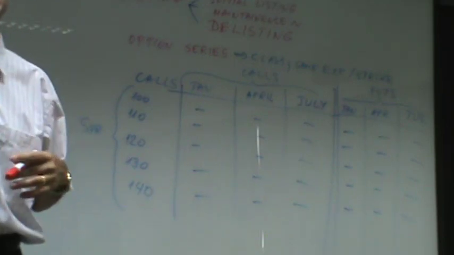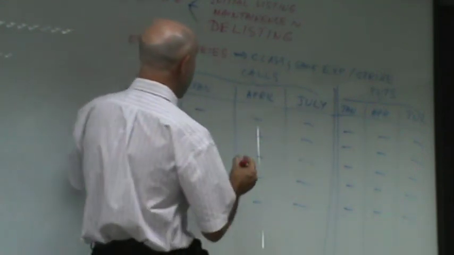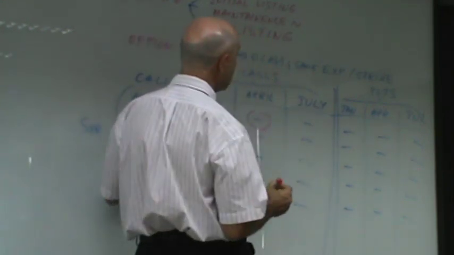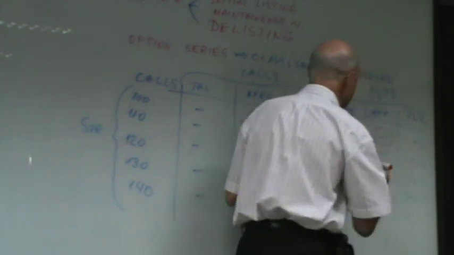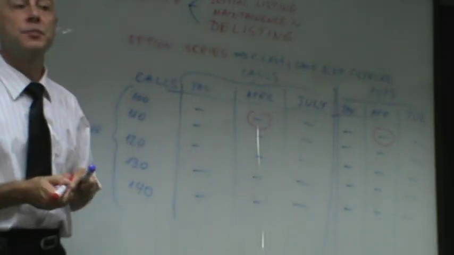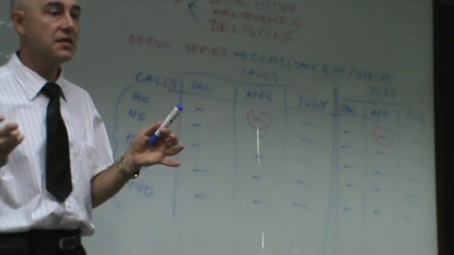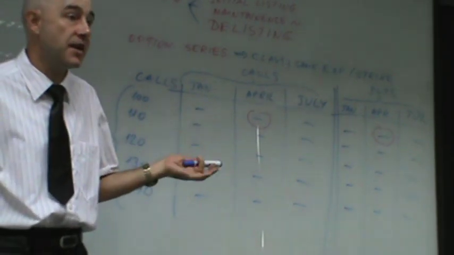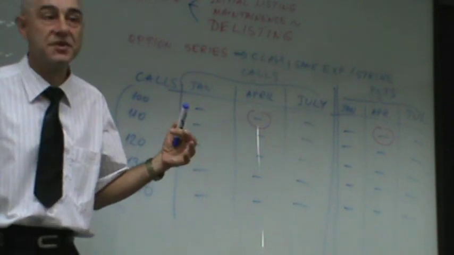All right? And to pick one particular series, here is 100 April call, 100 April put, represents a series. Okay? It's just a name. That's how we call it. Okay? So these are all terms and concepts. Okay, what else we got?